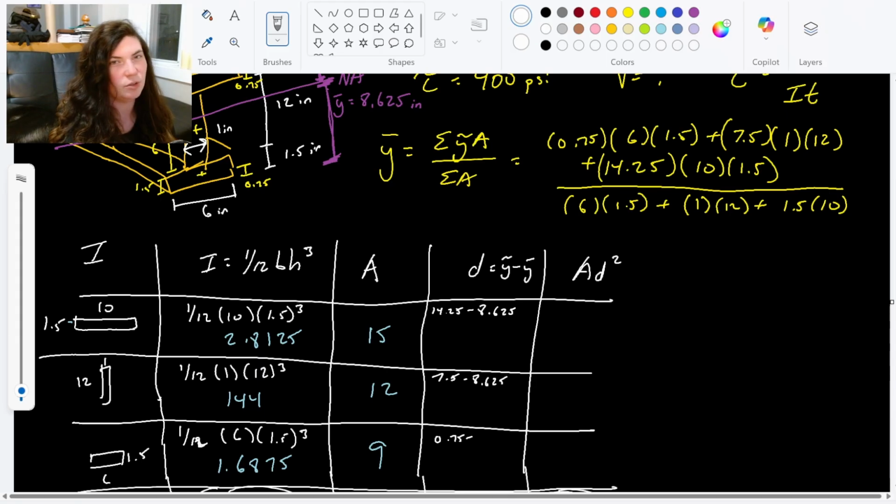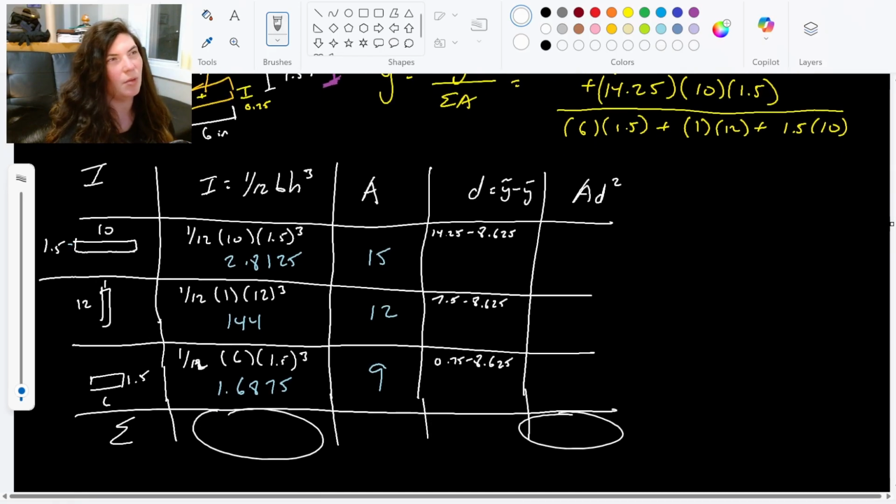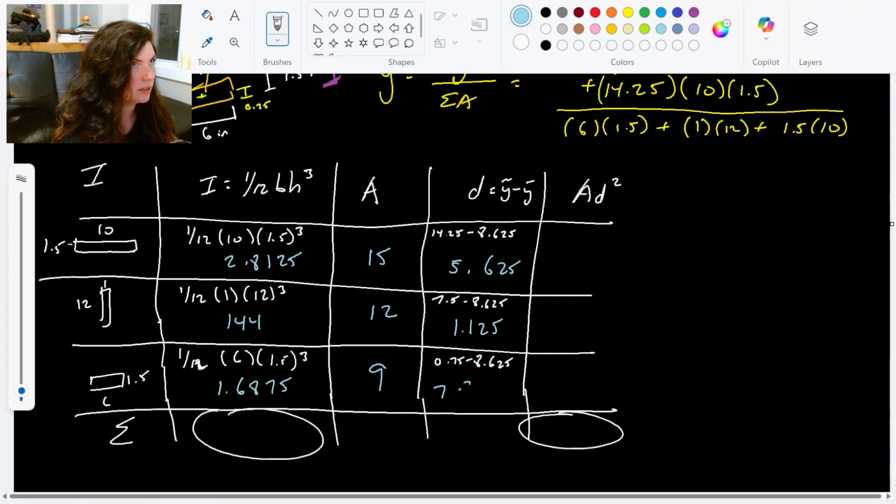And it's okay if these numbers are negative for your distance here. Really, you do absolute value, or it doesn't matter because it's squared. It comes out as a positive anyways, right? This D term gets squared here in the next column. So it really doesn't matter if you leave these as positive or negative. I just make them all positive because I know it gets squared. It works out either way. So this difference is 5.625. Next one is 1.125. And that's just from punching each of these into my calculator. Centroid of the individual shape minus centroid of the overall shape. Last one is 7.875.